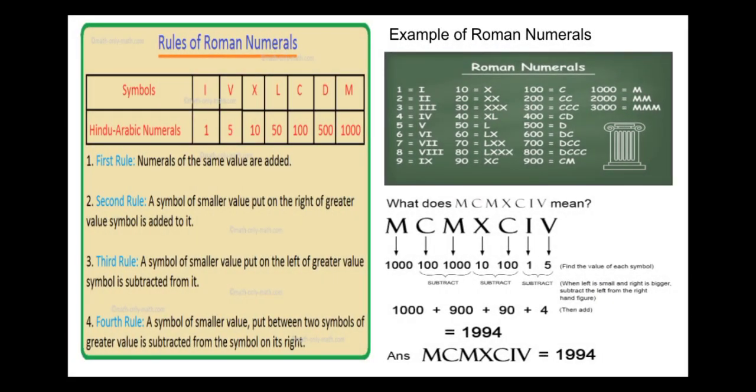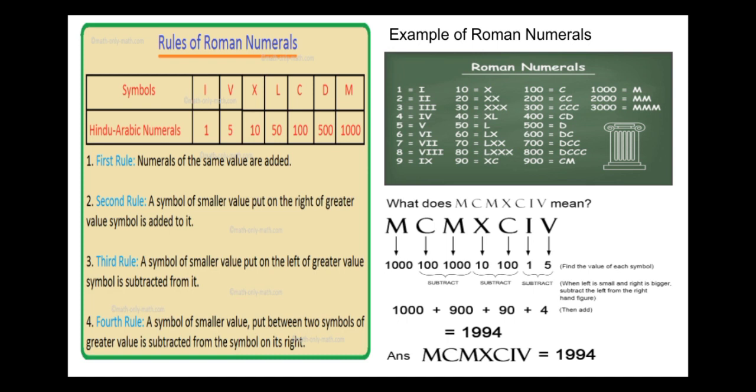Roman numeral symbols: I, V, X, L, C, D, M. Hindu-Arabic numerals: 1, 5, 10, 50, 100, 500, and 1000. The first rule: numerals of the same value are added. Second, a symbol of smaller value put to the right of a greater value symbol is added to it. Third rule: a symbol of smaller value put to the left of a greater value symbol is subtracted from it. Fourth rule: a symbol of smaller value between two symbols of greater value is subtracted from the symbol on its right.